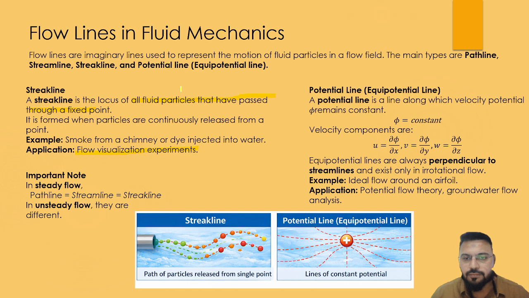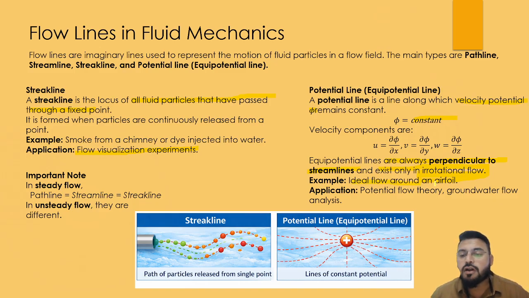Now potential line or equipotential line. It is the line along which velocity potential phi remains constant. So u is equal to del phi by del x, v is equal to del phi by del y, w is equal to del phi by del z. So equipotential lines are always perpendicular to streamlines and they exist only in irrotational flow.